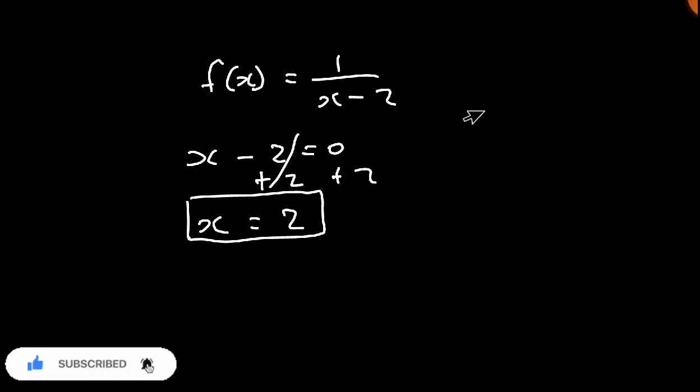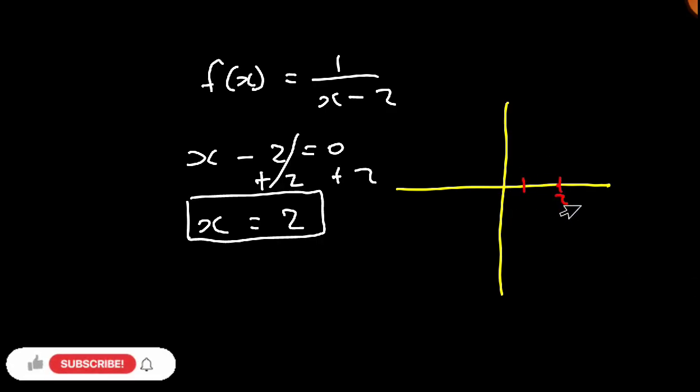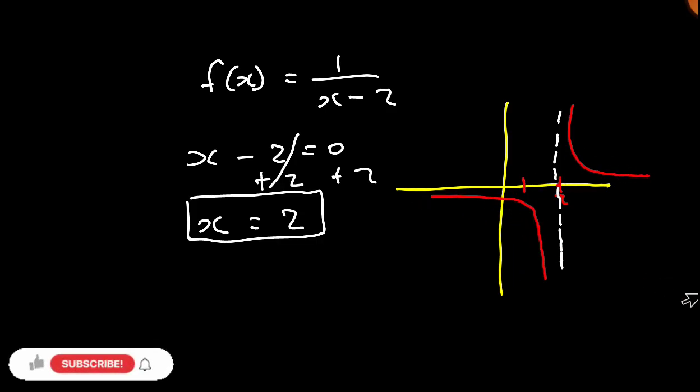Now if you graph this function, this is the position of 2, and this is going to be the vertical asymptote of this function, and then the graph will go like this above the x-axis and then below the x-axis. So this is how the graph is going to be.